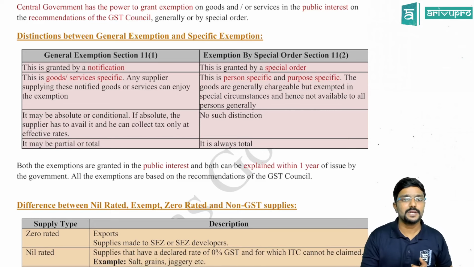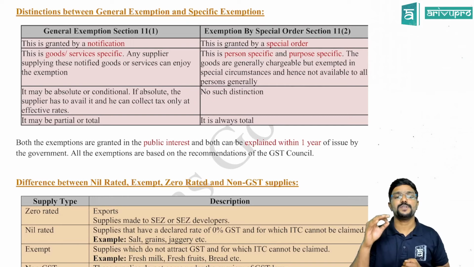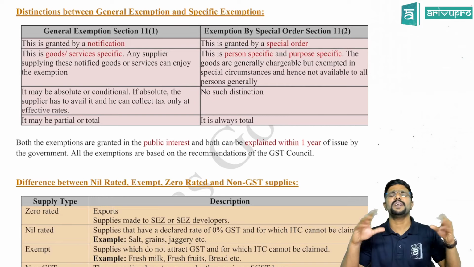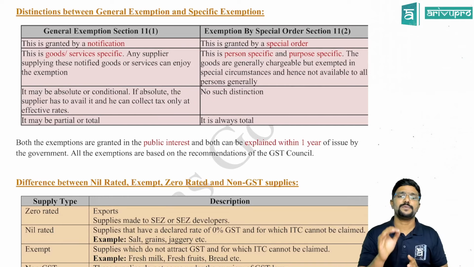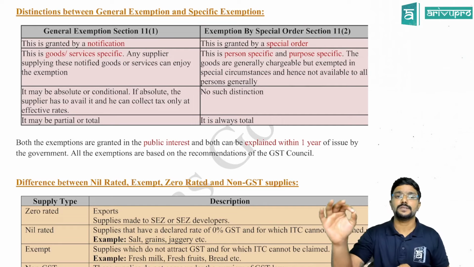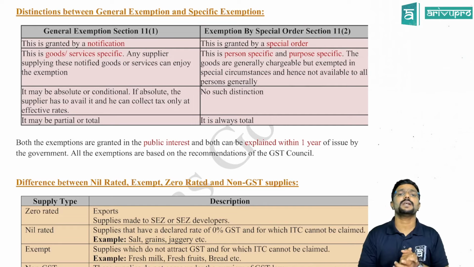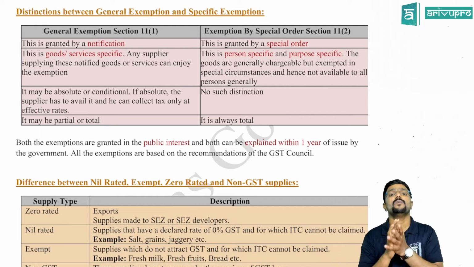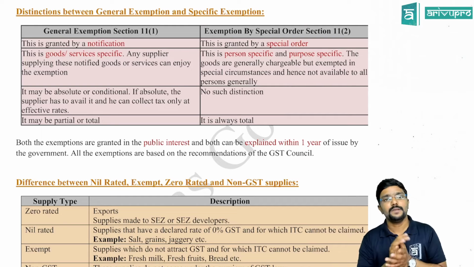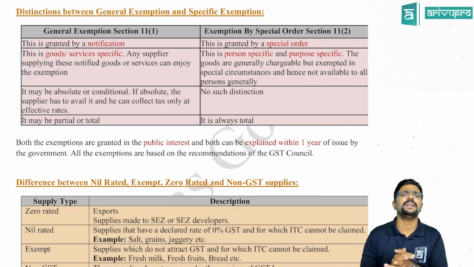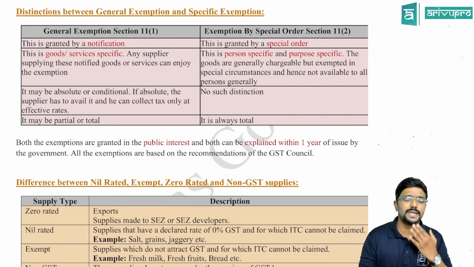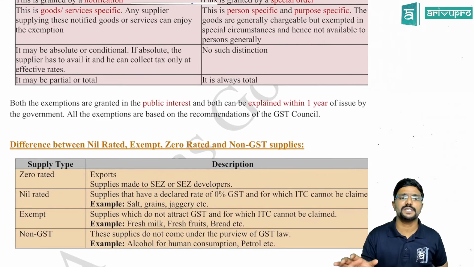Then coming to general exemption, it may be absolute or conditional. Absolute means no condition, enjoy full exemption. Conditional means exemption is subject to certain conditions. If it is absolute, then the supplier cannot collect tax from the recipient more than whatever is the effective rate for him. If he is enjoying full 100% exemption, then in simple, he cannot collect any tax from the recipient. But in case of specific exemption, no such distinction is there.